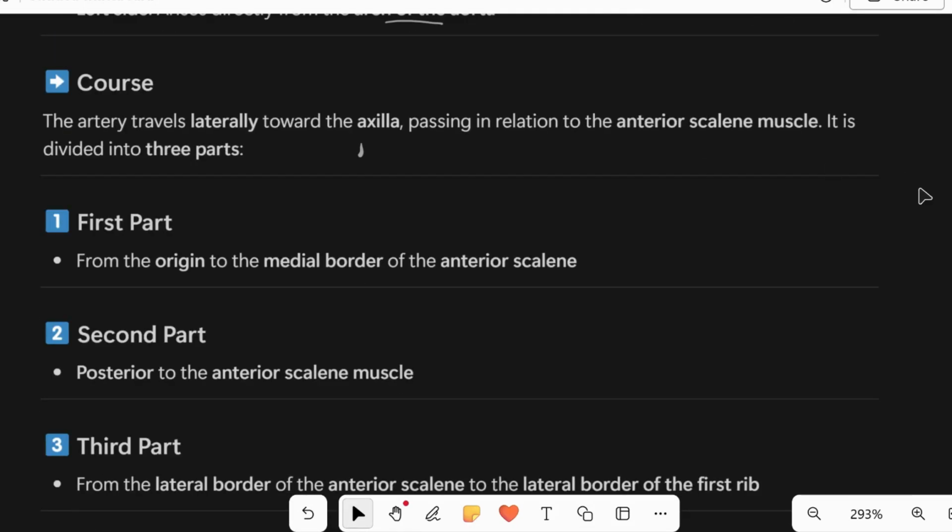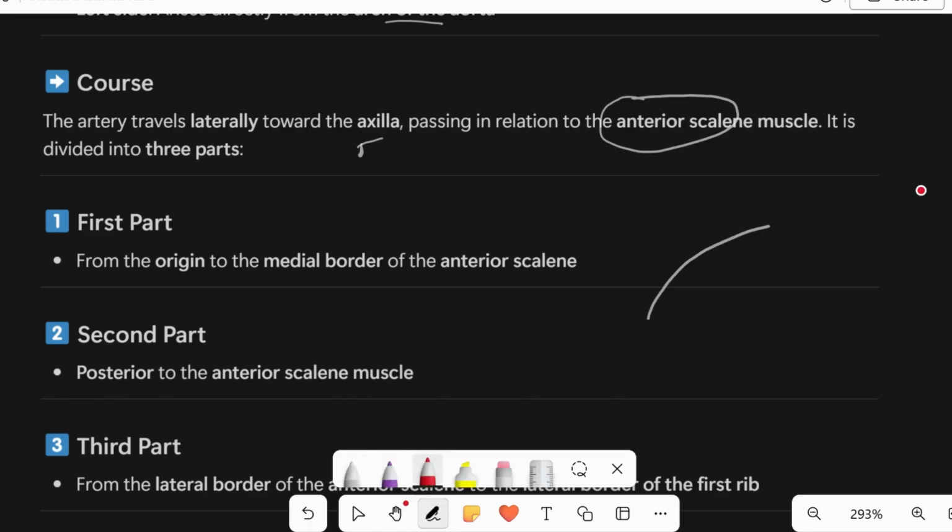In terms of its course, the subclavian artery moves laterally towards the axilla and passes in relationship to the anterior scalene muscle. Now, the anterior scalene muscle is going to divide the subclavian artery into three parts: first, second, and third. So, for example, this is the subclavian artery. Now, this anterior scalene muscle will divide the subclavian artery into three parts.